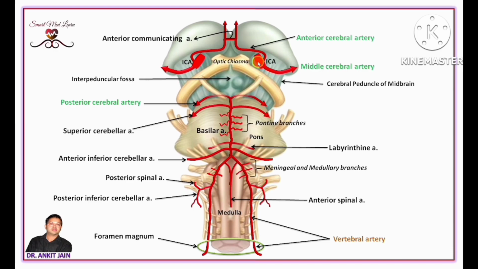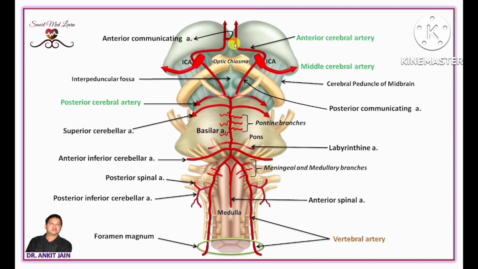The posterior communicating artery arises from the internal carotid artery close to its termination. It runs backward and connects the internal carotid artery with the posterior cerebral artery. Around the interpeduncular fossa, you can see a hexagonal arterial circle. This arterial circle is known as the circle of Willis or circulus arteriosus. Obviously, branches of the vertebral artery and internal carotid artery take part in the formation of the circle of Willis.